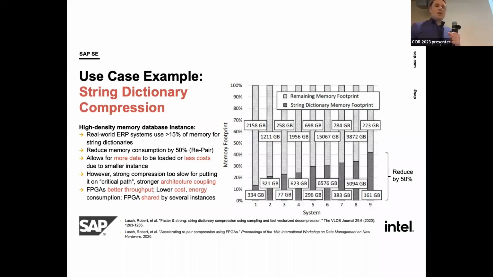Especially in this prior work, it was found that FPGAs have better throughput for these compressions than CPUs. It was also found that the FPGA was not saturated by the compression workload that came from just one ERP system, one database. So basically, it could be shared, and so it would be more cost and energy efficient as well.